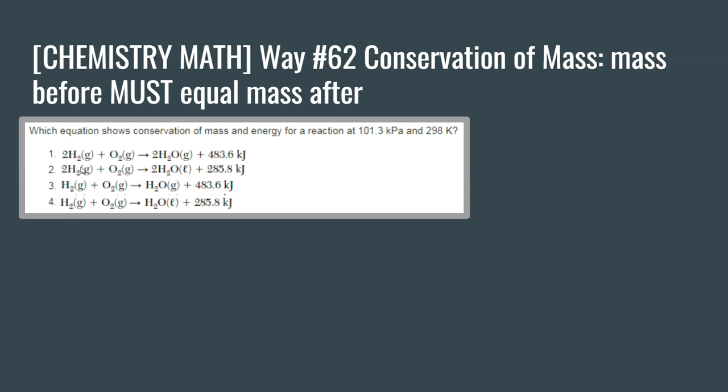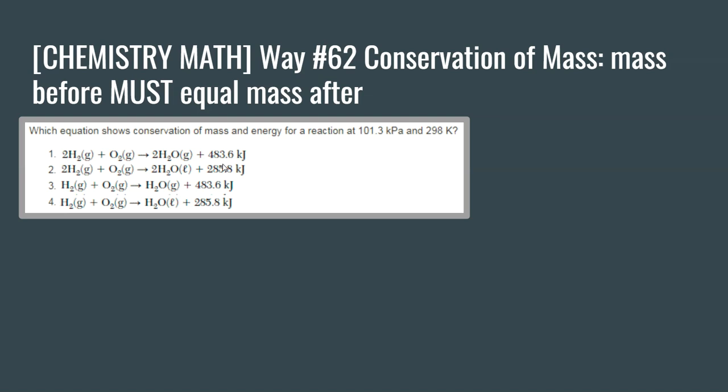Now you notice that 1 and 2 show balanced atoms of hydrogen as well as oxygen. There's 4 hydrogens on the right and 4 on the left. There are 2 oxygens on the left and 2 on the right because of that coefficient modifying the oxygen. Now, which of these energies is correct?